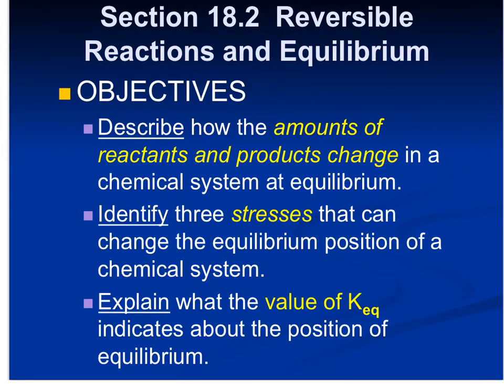So more specifically, here are some of the objectives we need to be looking at this evening. It says describe how the amounts of reactants and products change in a chemical system at equilibrium. We need to identify 3 stresses that can change the equilibrium position of a chemical equation and explain what the value of KEQ indicates about the position of this equilibrium.